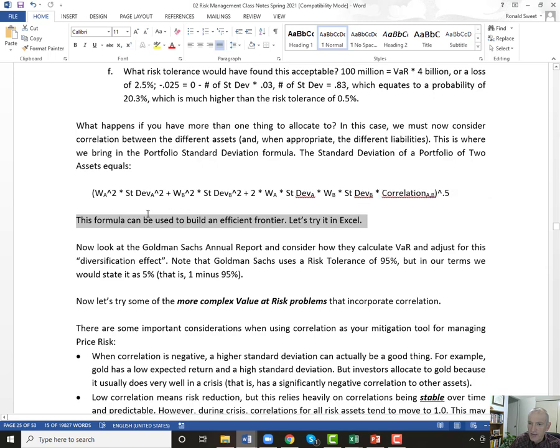Now in Project 2 I have this all set up for you, but I want to show you how I had it set up so you can see what I did in Project 2. And then in a few classes I'm going to actually show you Project 2 and you'll see this formula at work. But we're going to try to build an efficient frontier with just 2 assets. All right, and then we get into the problems for the second exam that are more complex. We'll do that next class.